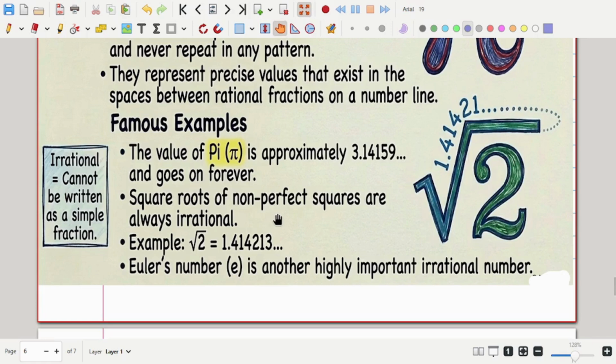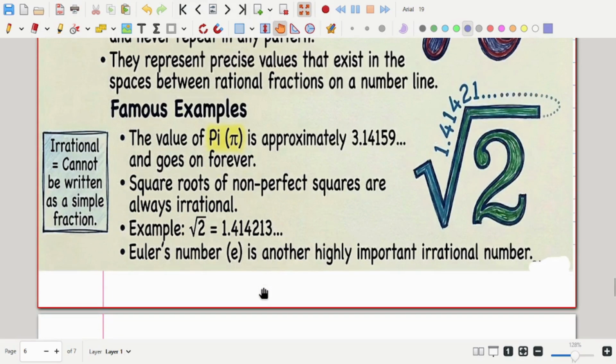Square roots of non-perfect squares are always irrational. Non-perfect squares means numbers like 2, 3, 5. The square roots of these non-perfect squares are always irrational because they continue till infinity without repeating any pattern. Euler's number e is another highly important irrational number.